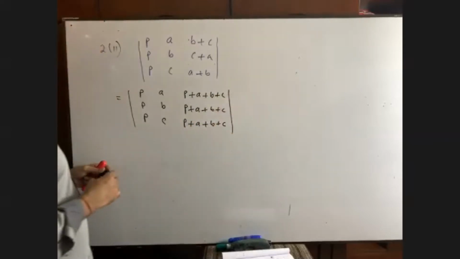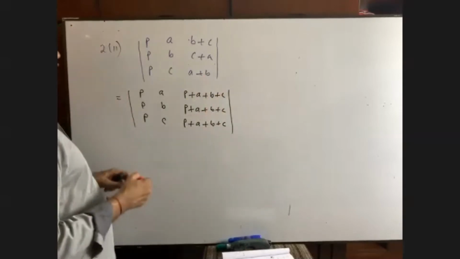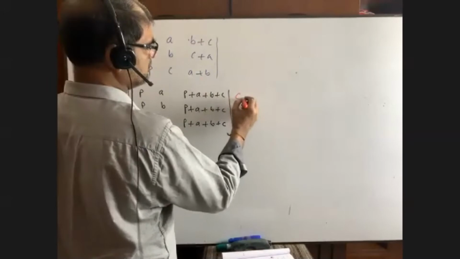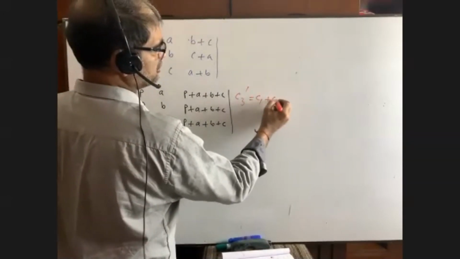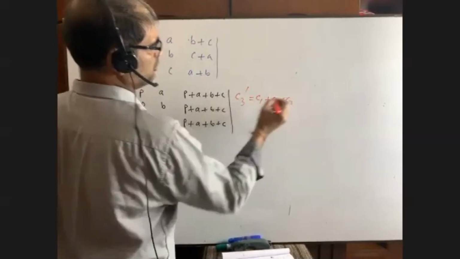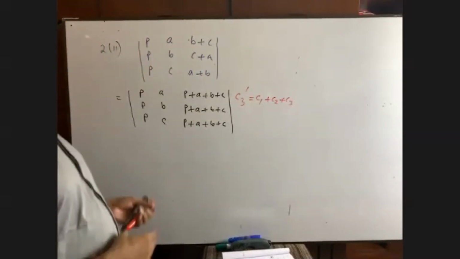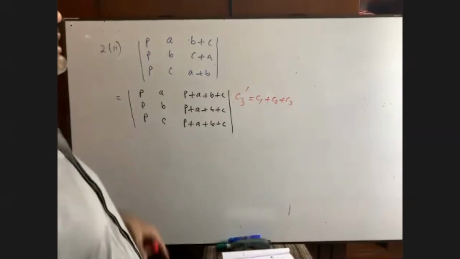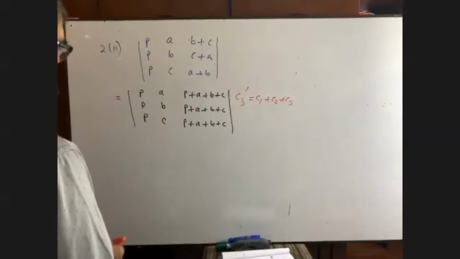What I've done here? It is column 3. It is not row. Column 3, the new column 3, has been written as the summation of column 1, column 2, and column 3. Please try to understand. Column 3 has been written as the sum of the first, second, and third columns of the previous determinant. I think you have got it.